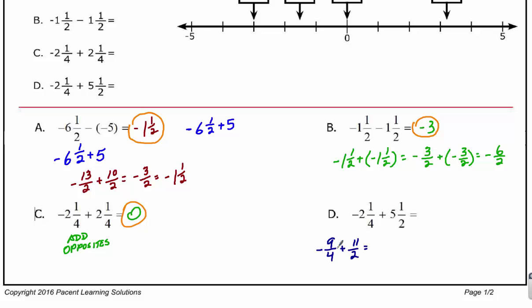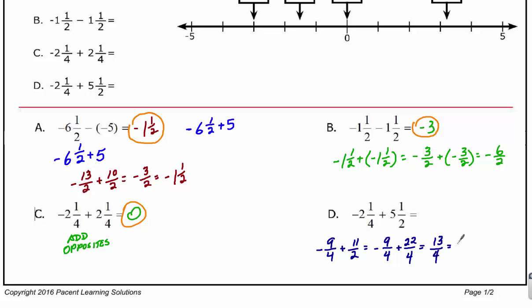Now we know that anytime we're adding fractions, we have to have common denominators, and 2 and 4 can both go into 4. So our negative 9/4 will not change, but our 11 halves need to become fourths. So 2 times 2 made 4, so 11 times 2 is 22/4. Now we have 9 negatives and 22 positives. That's 9 zero pairs. So these 9 negatives cancel out 9 of the positives here, and that leaves us with 13 positives. And now we're going to change this back to a mixed number.